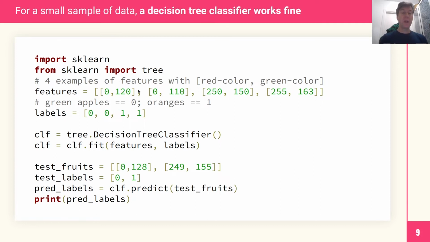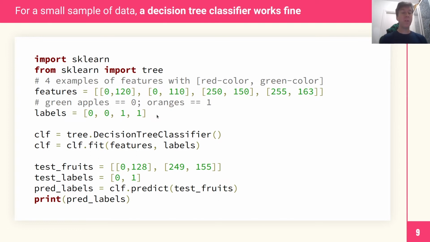The actual examples of the fruit, the colors that we have: the first one is an apple, and it's 0 for the red channel, 120 for the green channel, and 0 for the red channel, 110 for the green channel. There are apples, and then the 2 oranges have 250 for the red channel, 150 for the green, and 255 for the red, 163 for the green. So these are our 4 pieces of fruit. The first 2 are apples, the second 2 are oranges. The labels tell us that.